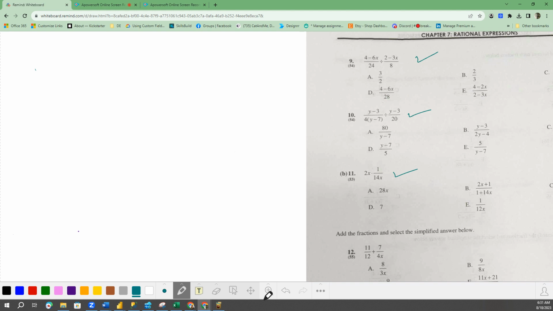Now also, the first factor here is 2x. It's not really a fraction, so you cannot just write it as a fraction. So instead of writing 2x, you write 2x over 1 times 1 over 14x. So this is your problem, right? And since we only have multiplication, basically you just need to multiply all the numerators and all the denominators. So 2x can be factored as 2 times x.